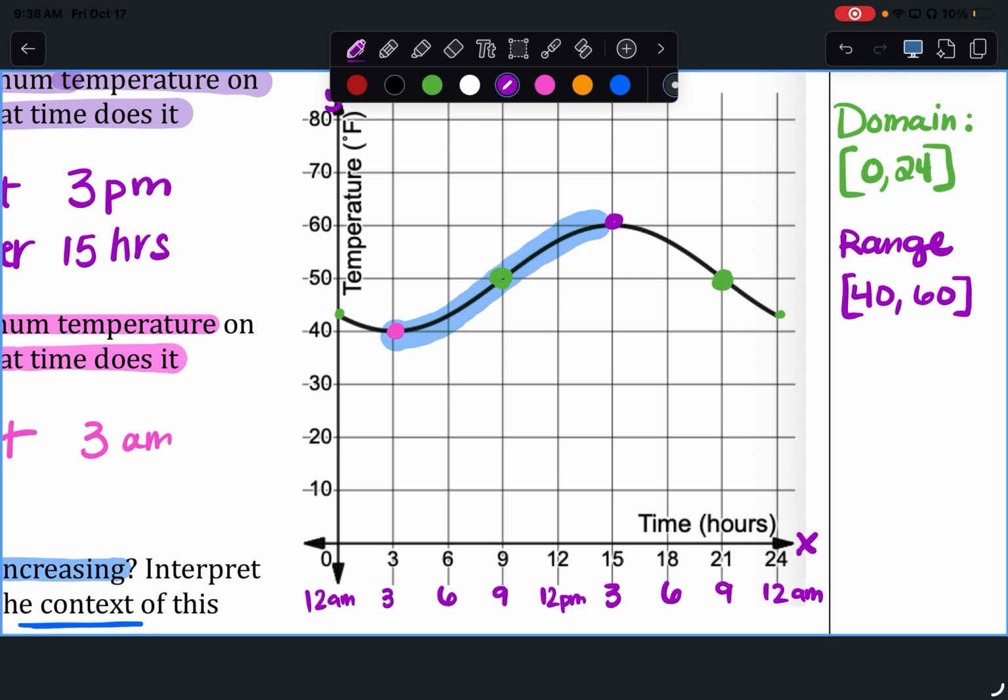Why is it not 10 and 80? Because it's not where the line's at, right? It's not the temperature in the day. It wasn't 10 degrees and 80 degrees in the same day. It was 40 to 60.